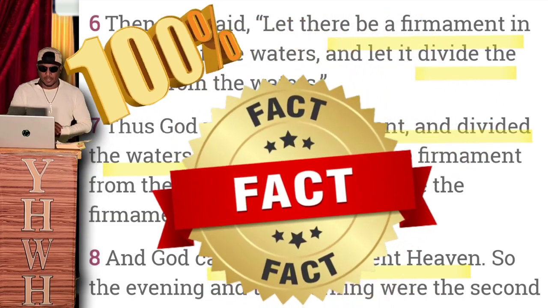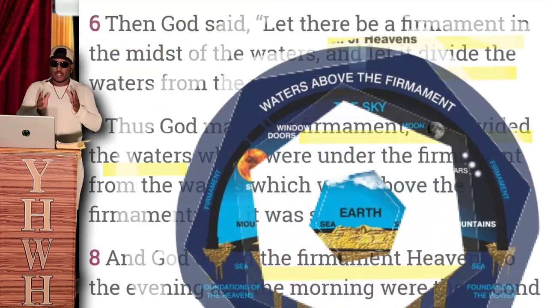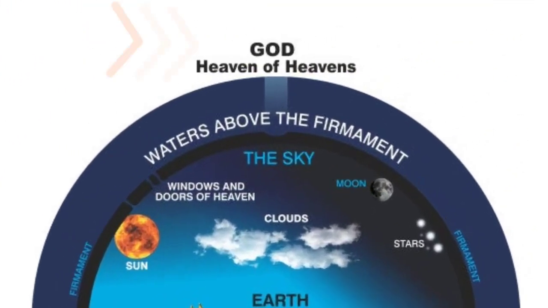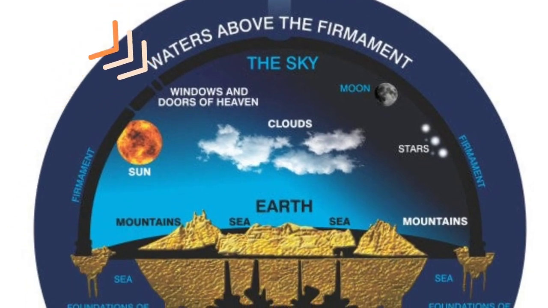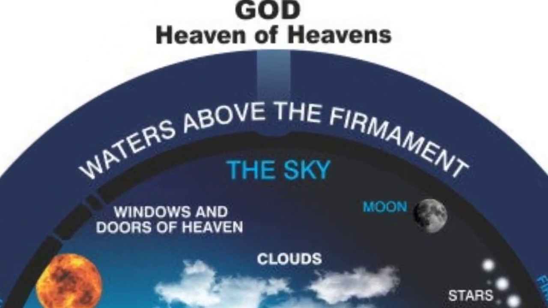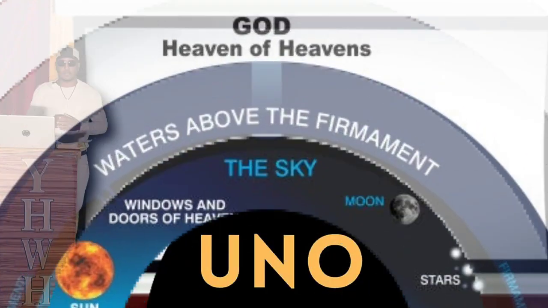And he called the firmament heaven. So right there is at least two heavens. Number one, God's realm where he resides is heaven number one. And the firmament itself is heaven number two. And then the sky is heaven number three. The three levels of heaven. The sky, the firmament, and God's realm.